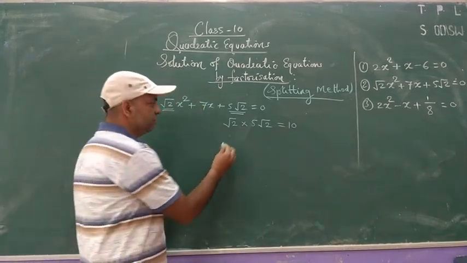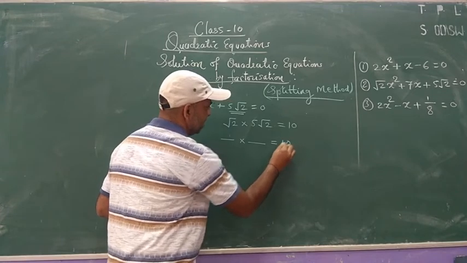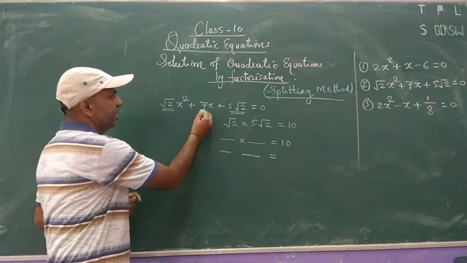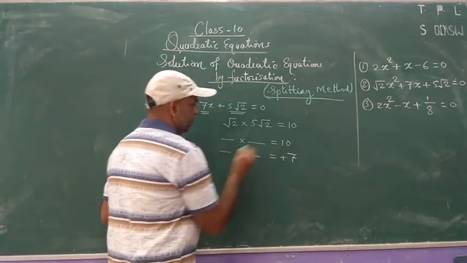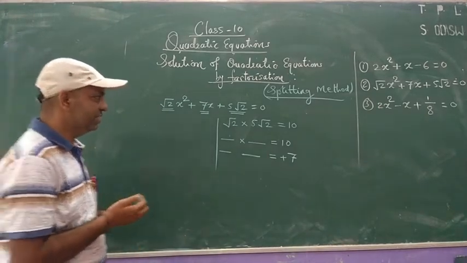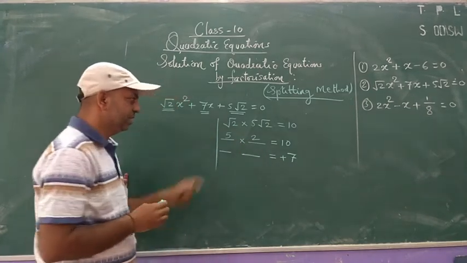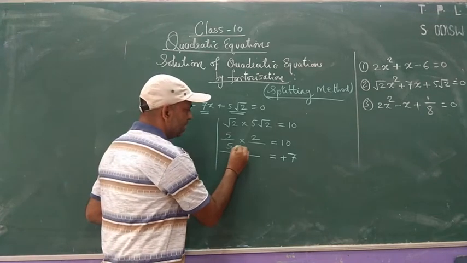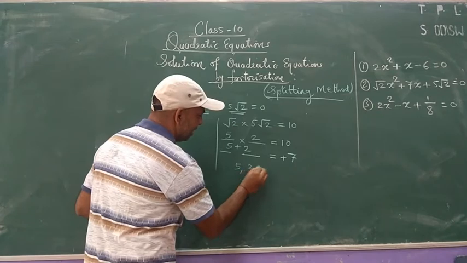Then you have to choose two values whose product is 10 and whose addition or subtraction gives the middle term, that is plus 7. Okay, so what are these two numbers? It is very easy. The numbers are 5 and 2. See, 5 into 2 is 10, then 5 plus 2 is 7. So the numbers are 5 and 2.